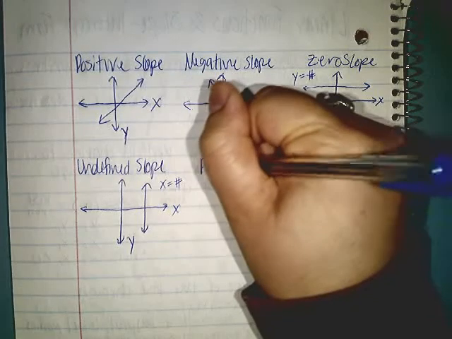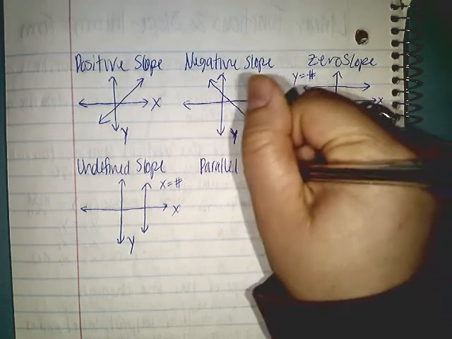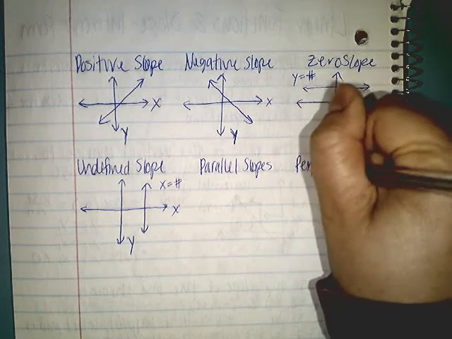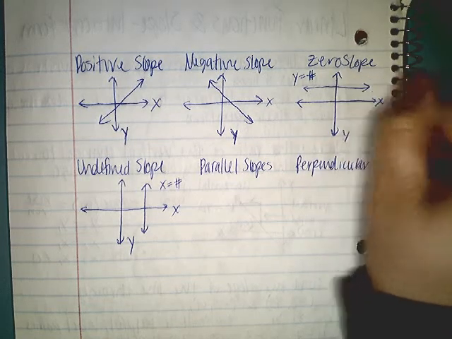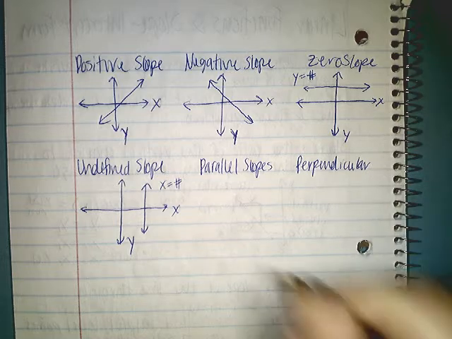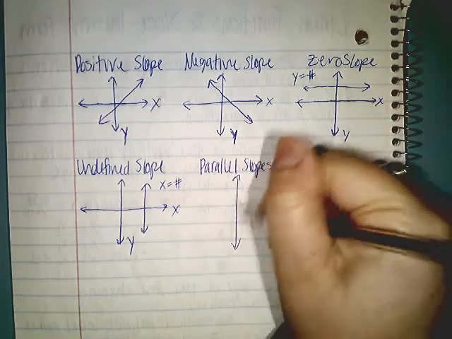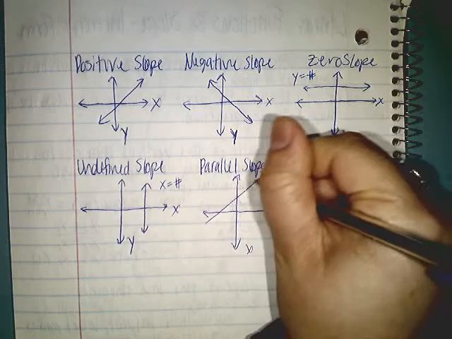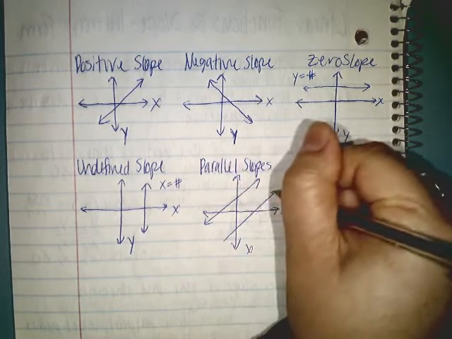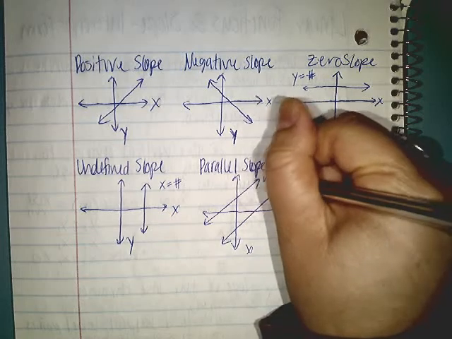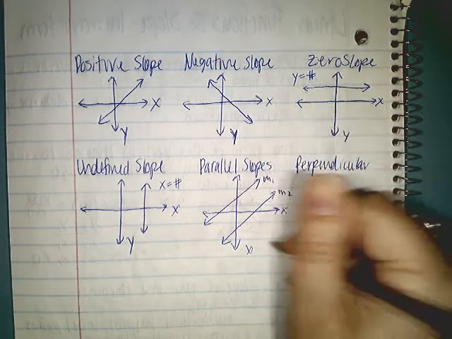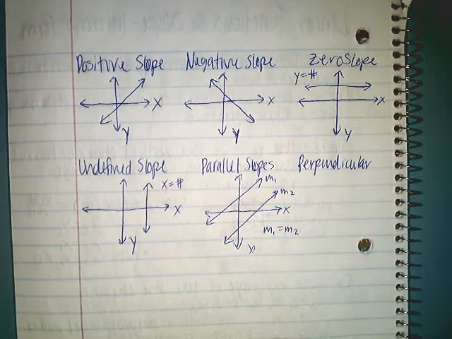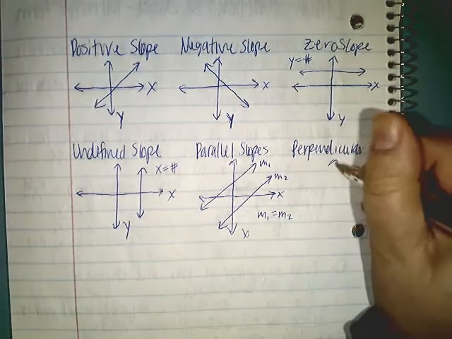I'm going to mention two other, not types of slopes, but parallel and perpendicular slopes. We're going to spend more time with these tomorrow or in our next set of notes. If I have parallel slopes, again, x and y axes, all that means is that my slopes are the same. So M1 equals M2. Parallel slopes have the same slope.